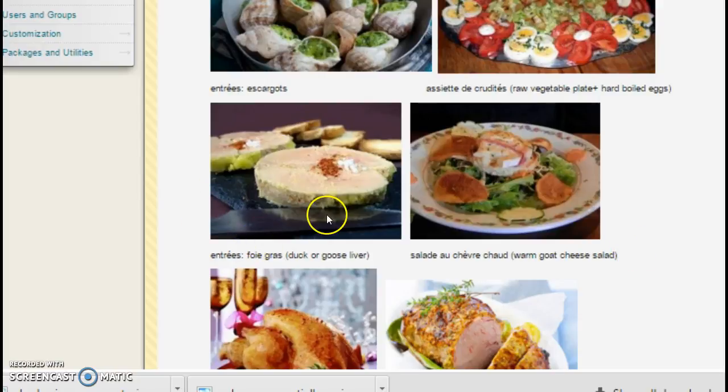Another appetizer is very famous, it's expensive. It's foie gras. So it's duck or goose liver. And if you're vegetarian but still eat cheese, this is a good solution beside the crudité. It's a salade au chèvre chaud. So you see you have some warm goat cheese on top of lettuce usually. And there's some type of chips here.